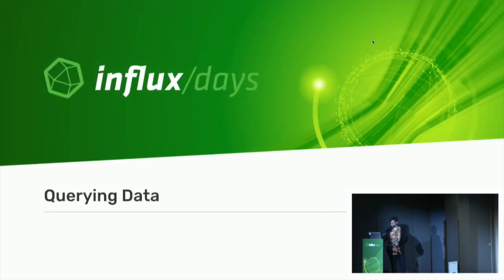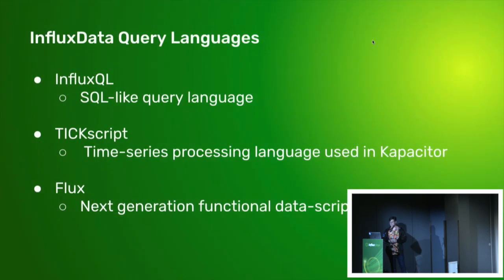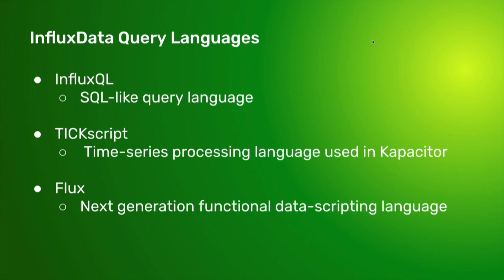So for querying data in InfluxData or InfluxDB, there are really 3 different ways you can go about it. The historical way was to use InfluxQL, which was our SQL-like query language. And then we had TickScript, which was for processing and alerting on time series. And then finally, we have our next generation functional data scripting language, which is Flux.